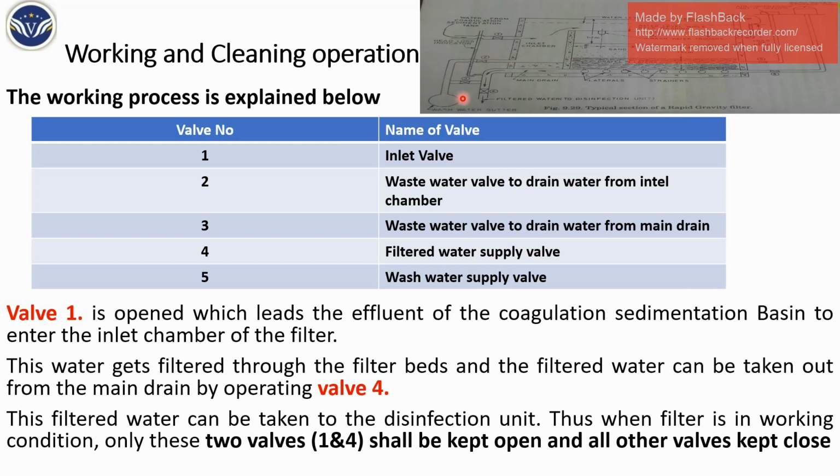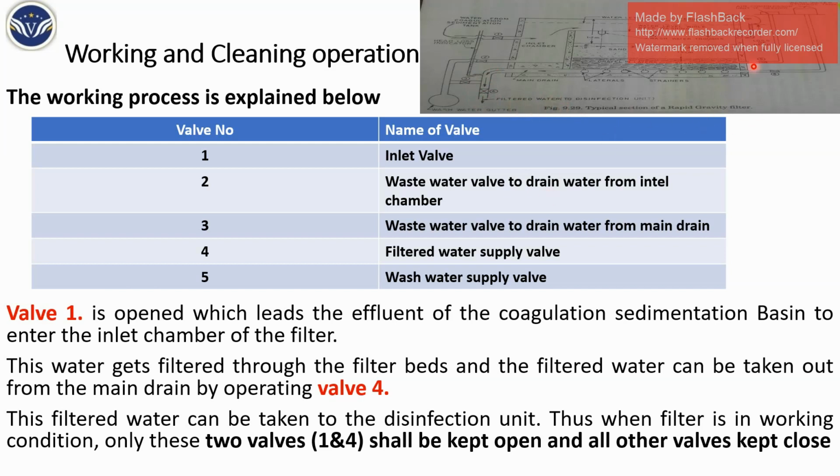The third one is a wastewater valve connected again to the main gutter. The fourth one is the filter water supply pipe, which is connected to a distribution unit.